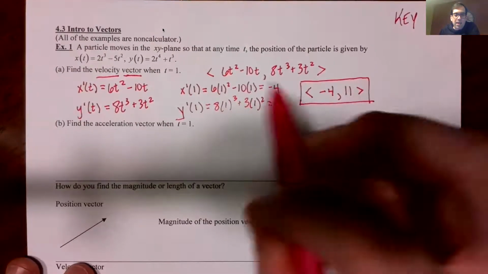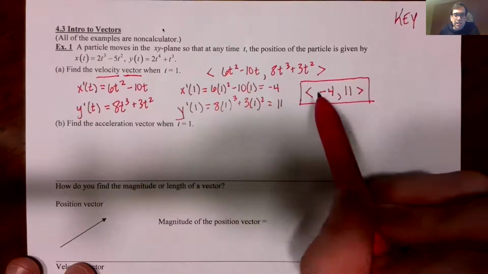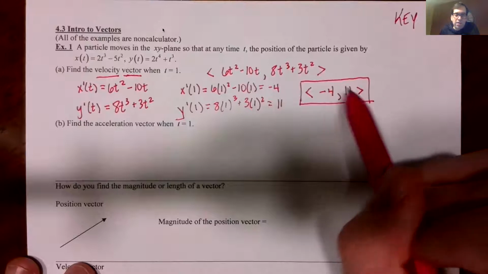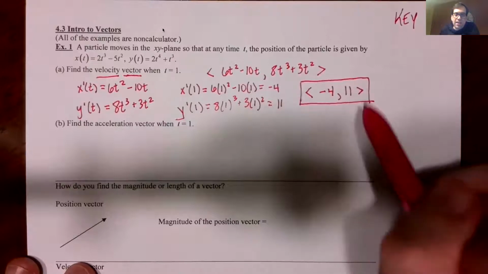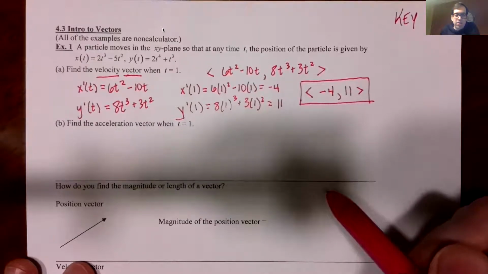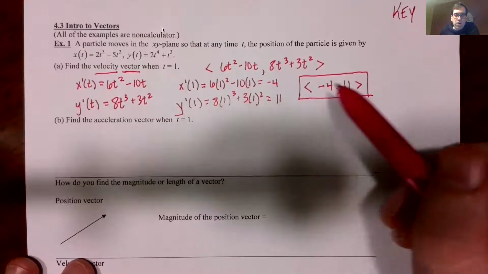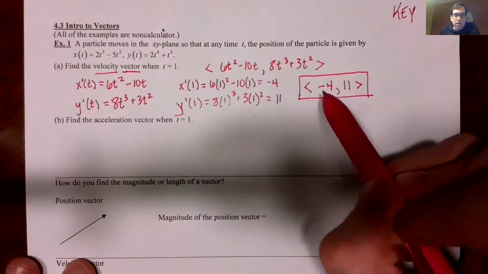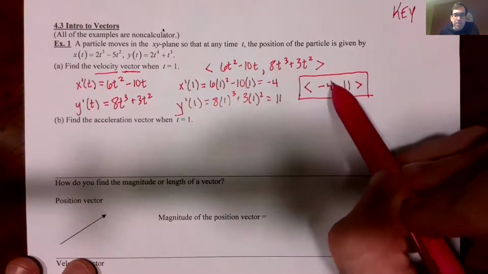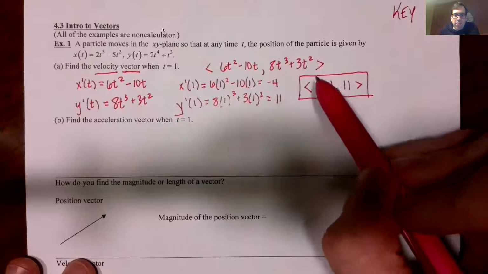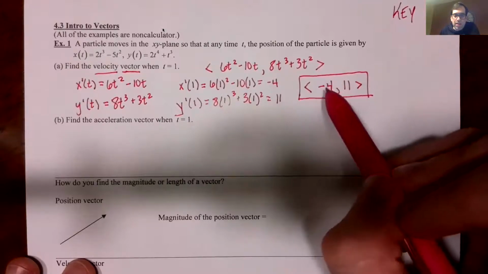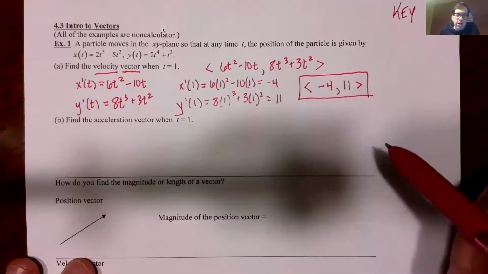So that's breaking the motion down into the x and the y motion, or x and the y velocity separately. And together, that makes up the velocity vector. That doesn't tell us where the particle is at the point. This is saying that at this moment, when t equals 1, we've got a motion -4 units per time in the x direction and +11 in the y direction.